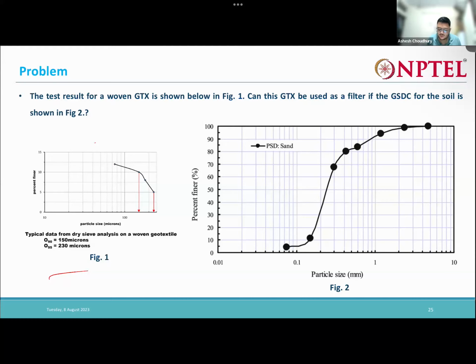And on the right side, we have the grain size distribution curve for the soil. Now we are to say whether this particular geotextile can be used as a filter material for this soil. Can this be used as a filter material for this particular soil?